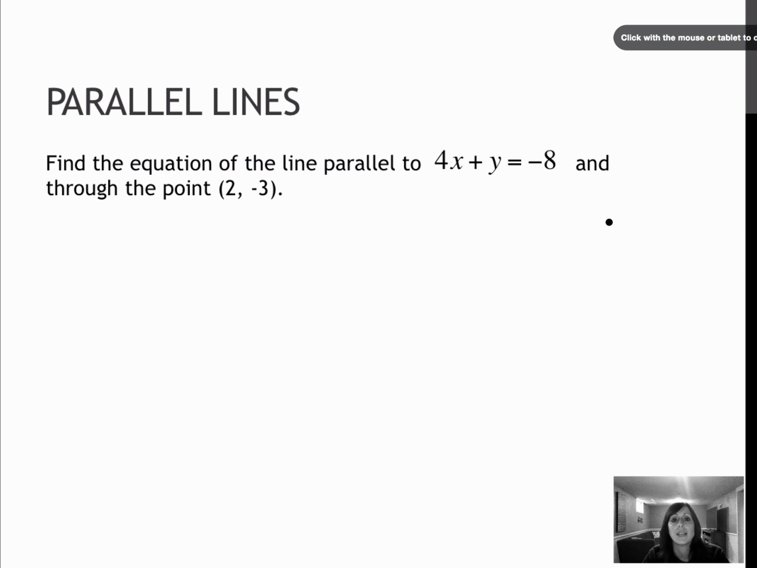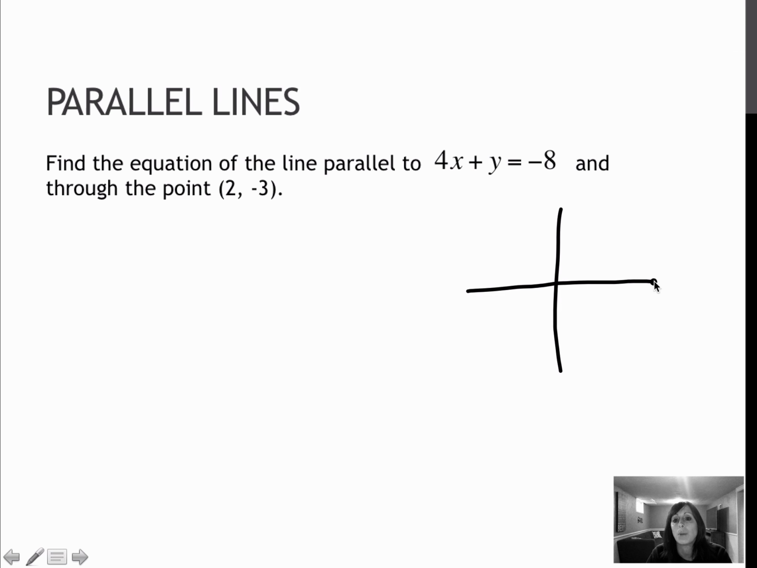What I'm more interested in is being able to write the equation of a line that is parallel. What they're saying is, I want an equation that is parallel to this line. I don't need to graph this line. If I did graph it, I would probably use my cover-up trick to find that x is negative 2 and that y is negative 8. Oh, 1, 2, 3, 4, 5, 6, 7, 8.